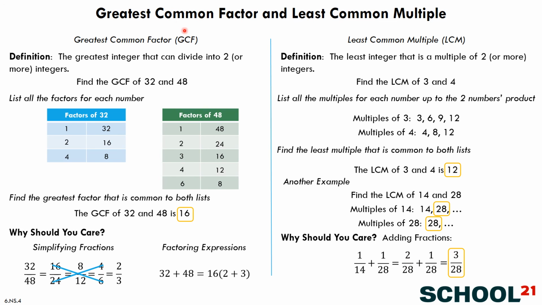So just to review, greatest common factor is really useful for simplifying fractions. Least common multiple is really useful for adding fractions. But in both cases, you make a list of the factors or a list of the multiples, and you find either the greatest common one or the least common one. Make sense? Great job.